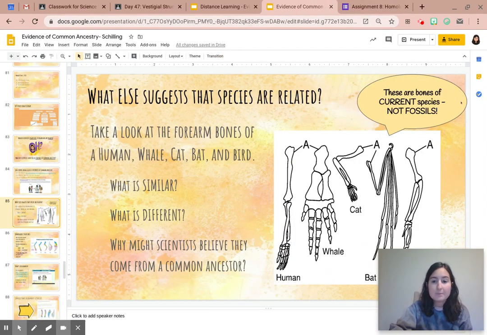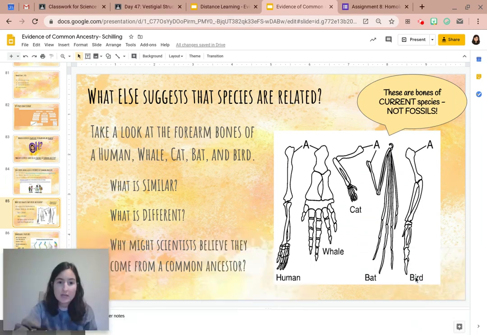But something that you can do before that, just to kind of set you up, is that you can take a look at the bones of a human, whale, cat, bat, and bird and do some observations. What is similar between all of these organisms and their bones? What's different? And why might scientists believe they might have come from a common ancestor? Which ones do you think might be more related to one another? But really looking at similarities and differences between them.